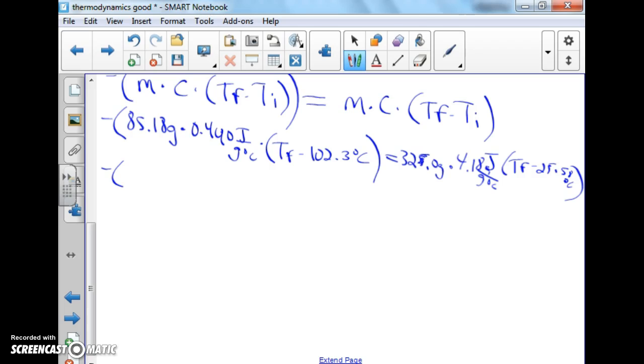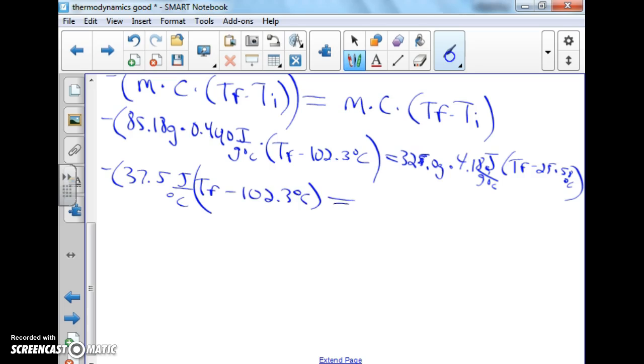Now, when I do that and I account for sig figs, I get 37.5 joules per degrees Celsius TF. So what did I do? I multiplied 85.18 grams times 0.440 joules per gram degrees Celsius. And it's not a TF yet. I don't want to distribute yet. Do grams cancel? Grams would cancel. Everybody see that grams cancel? Because grams is on top here and bottom there, so they cancel. And then I'm going to keep this part here in there for right now.